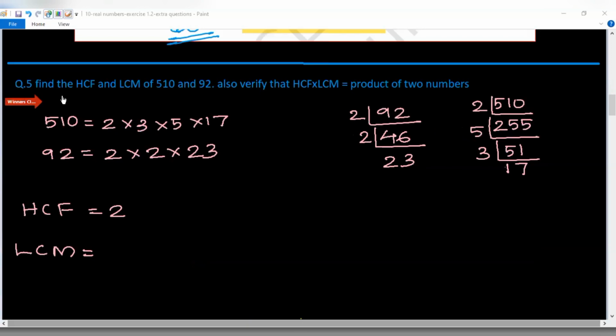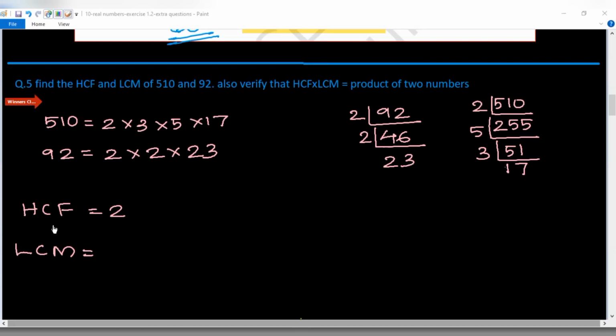This is our next question. Find the HCF and LCM of 5, 10 and 92. Also verify that HCF into LCM is equal to the product of the two numbers. Okay, so 5, 10. See here, prime factorization is done. It is 2 into 5 into 3 into 17. It is written there. And 92 also done. The prime factorization is 2 into 2 into 23.